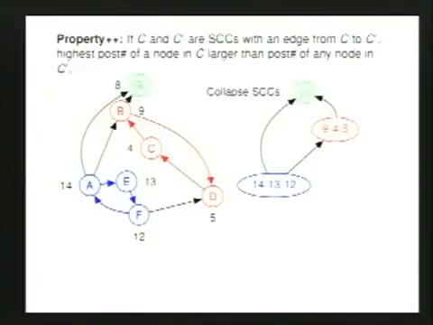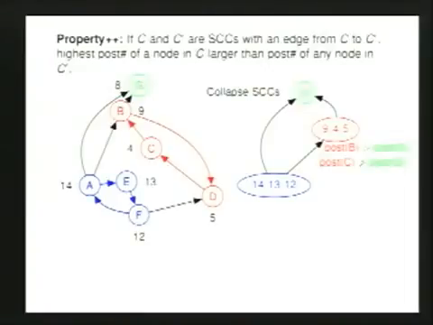We could also apply this lemma to the red and the green. We could take the red to be C and the green to be C prime. What it says is that there is a node in the red set with post order higher than any node in the green. Now the post order number, the 9 comes from this B over here. So the post order of B is larger than the post order of G. So 9 is greater than 8. So we have the condition.